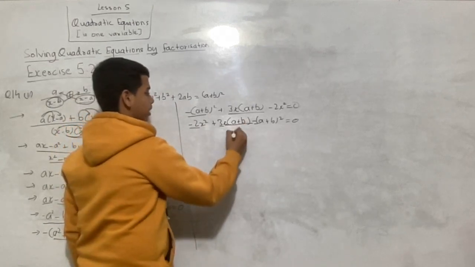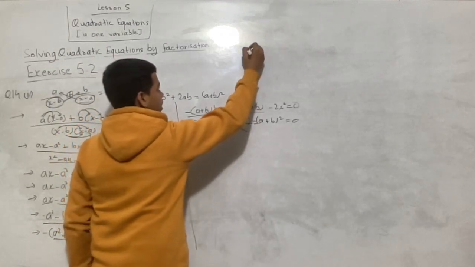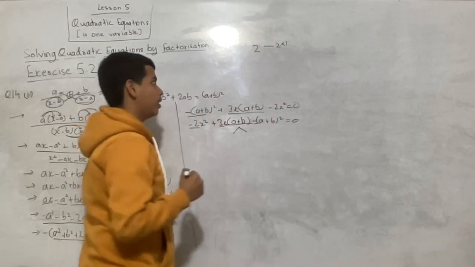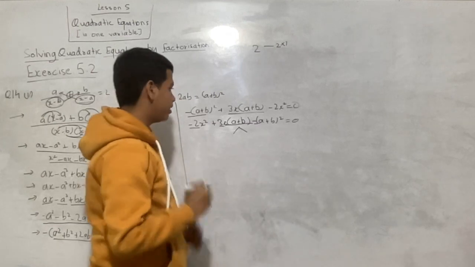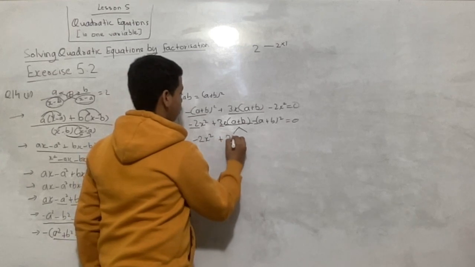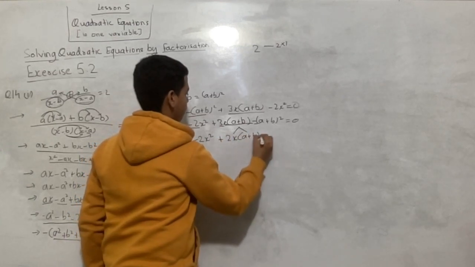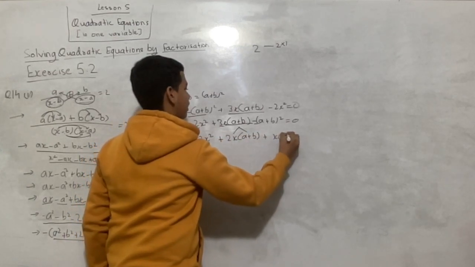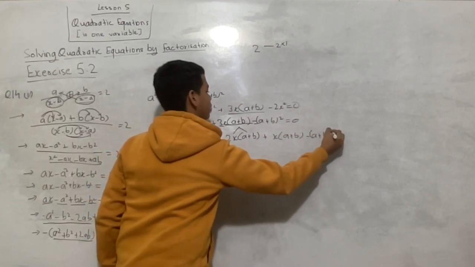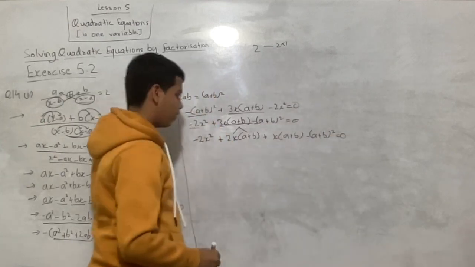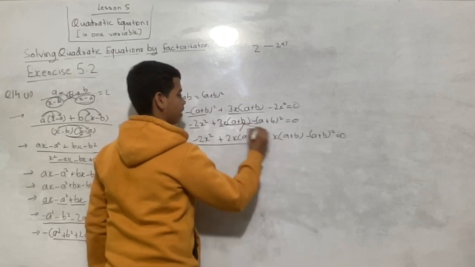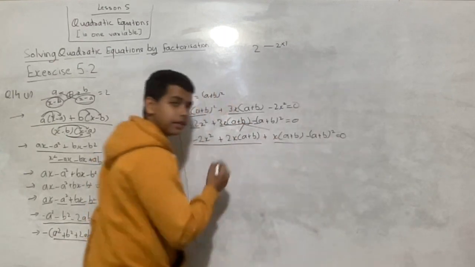So 3x, how can it be split? What are the factors of 2? 2 into 1. That's it. 2 into 1 is 2 and 2 plus 1 is 3. So what we can do is minus 2x square plus 2x(a plus b) plus x(a plus b) minus (a plus b) whole square is equal to 0. Okay, clear? Now we will take these two terms and these two terms and factorize them.